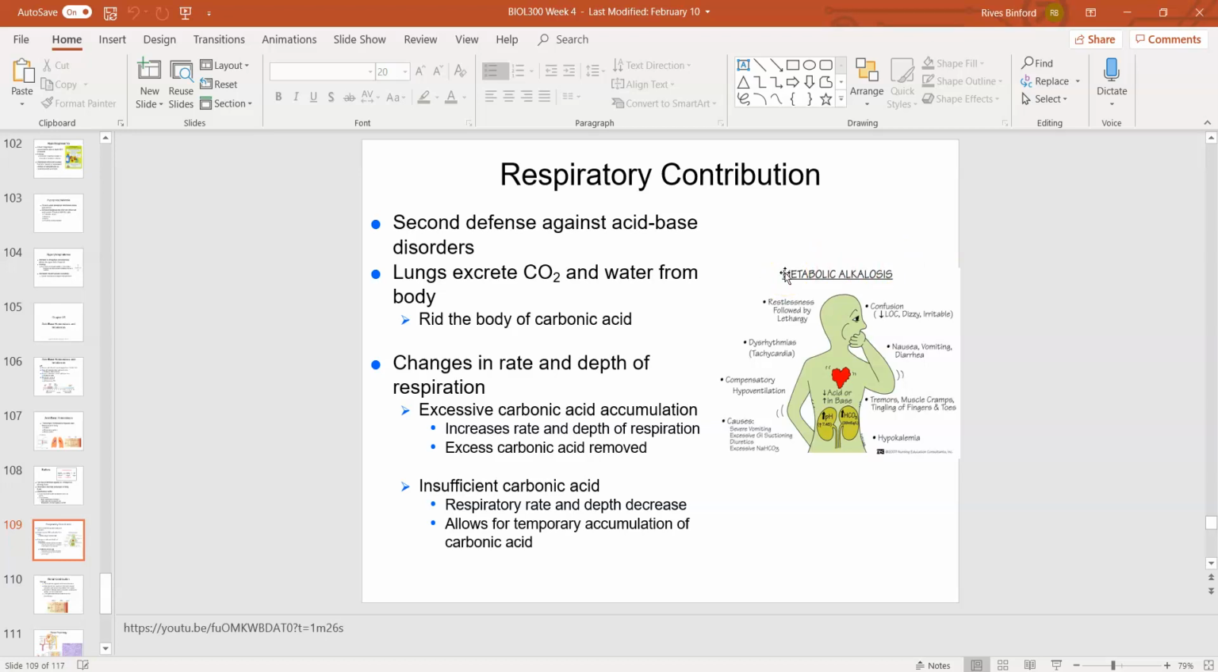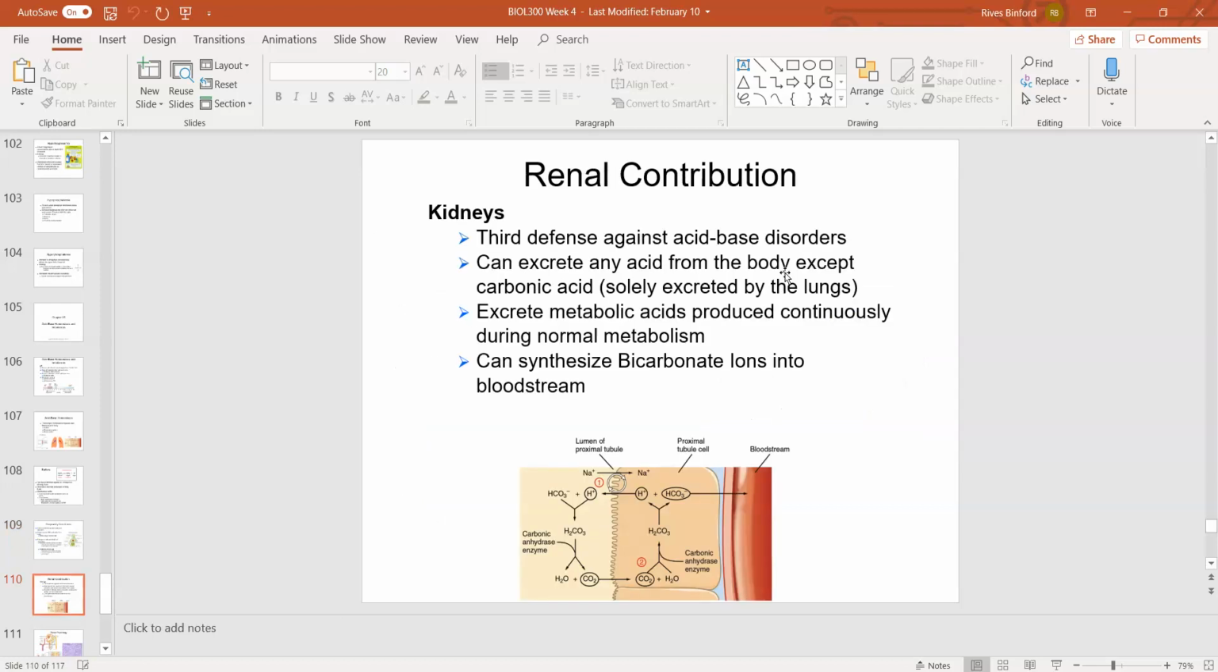Always keep in mind cause and effect. We can start from any point in the cycle. We can start from this person has low CO2. We can start from they have a respiratory disorder. We can start from they have a renal disorder. We can start from the blood. We can start from respiration. And follow the outcome of that. That's what our aim is here.